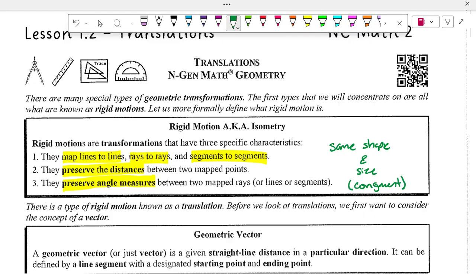Now, another name for rigid motion, so you may see this word interchangeably with rigid motion, is isometry. If you see the word isometry, that's just another name for rigid motion. So, for example, if you see a question that asks about a figure's isometry, it's asking if it's a rigid motion.